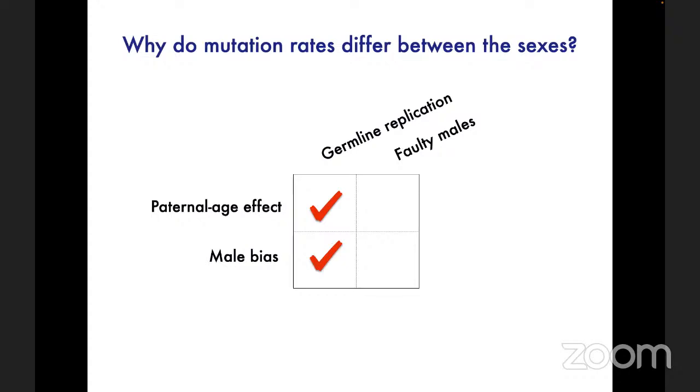So again, coming back to this kind of representation of the two, the faulty male model also predicts a paternal age effect because it's going up with time. That's just the normal accumulation of damage to DNA sitting in an organism, and male bias because males are just crappier. Okay, well, that doesn't help settle anything.